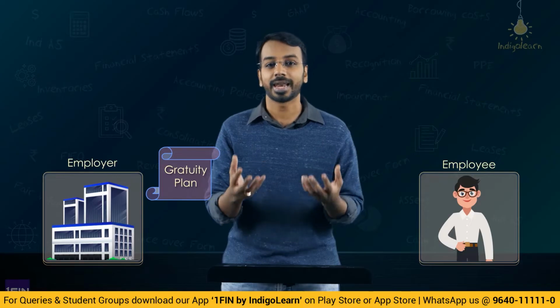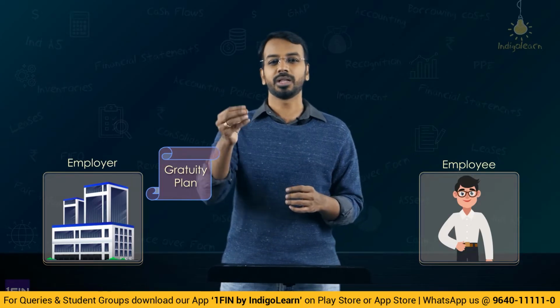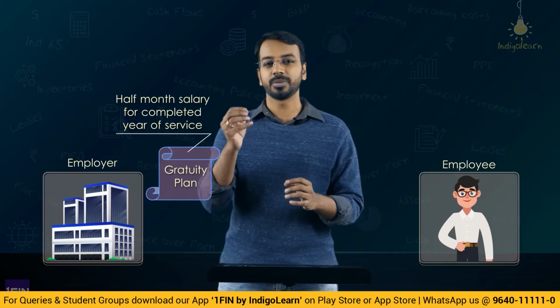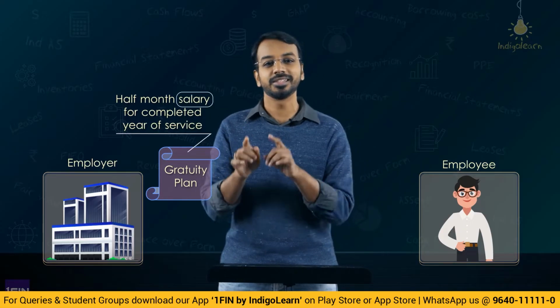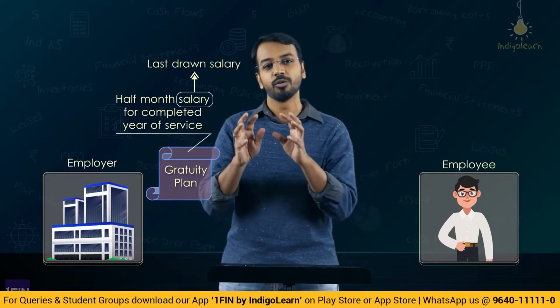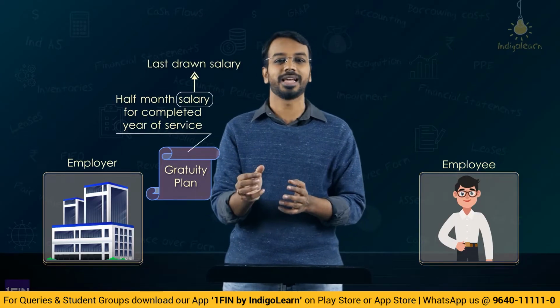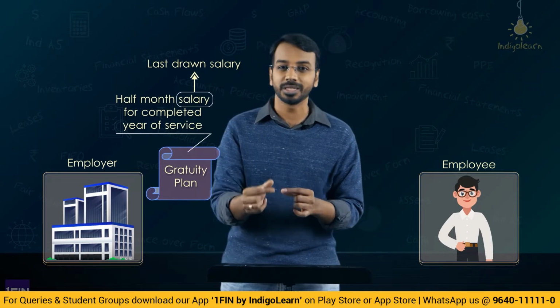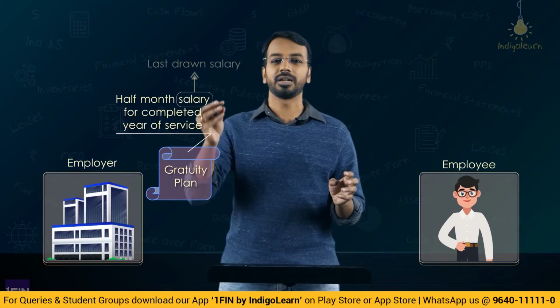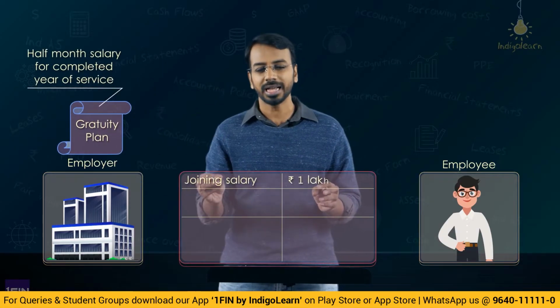Okay. Now, how is the gratuity payment decided? Say for example, half month salary for every completed year of service. Okay, half month salary. Which salary is this? This is the salary as at the end of year 5 or on the last working day. Okay, whatever is that salary, based on that salary, we will compute half month salary, and for 5 years we will make that payment. Now, assume for a moment when he joined, the salary was 1 lakh.